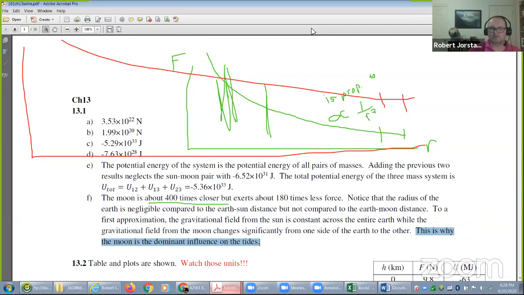I'm going to stop that for a second and see if there's any questions here. Any questions on that? Looking good. Hopefully you're doing okay on those problems. Let's go ahead and look at the next one, 13.2. Yes. So let's look at 13.2.